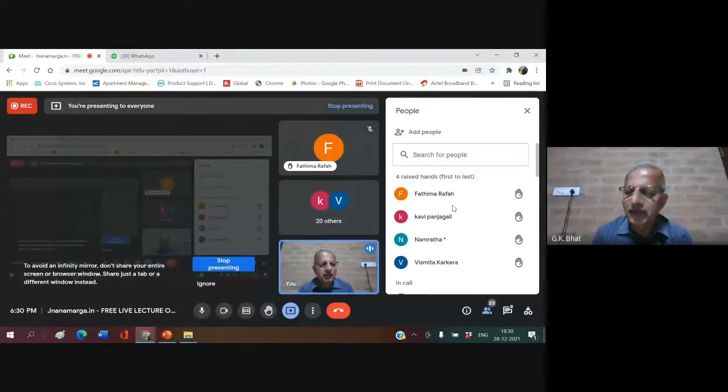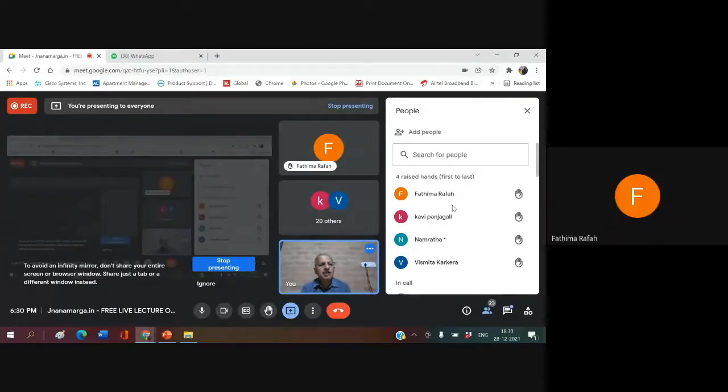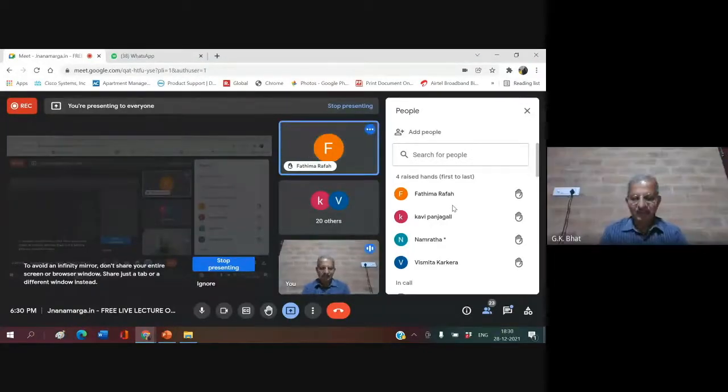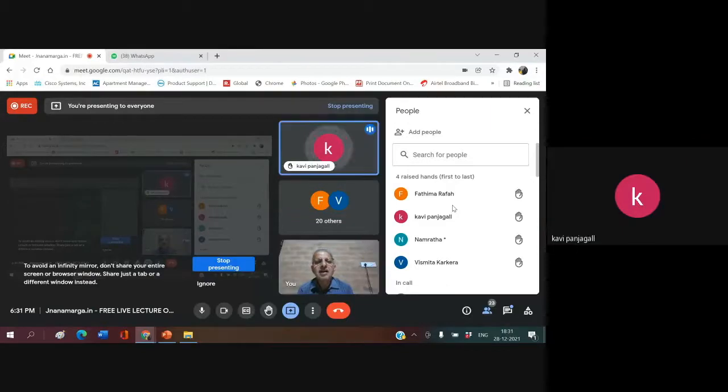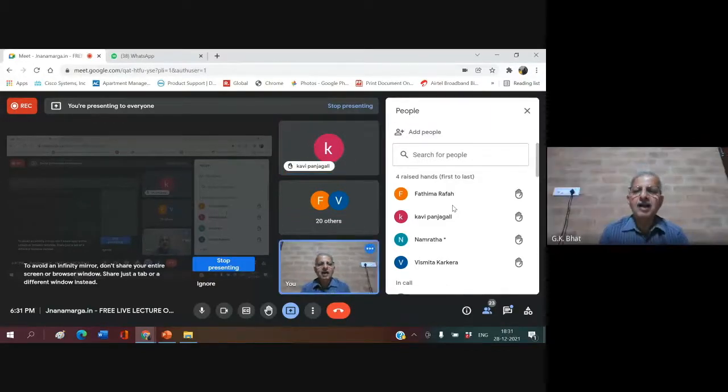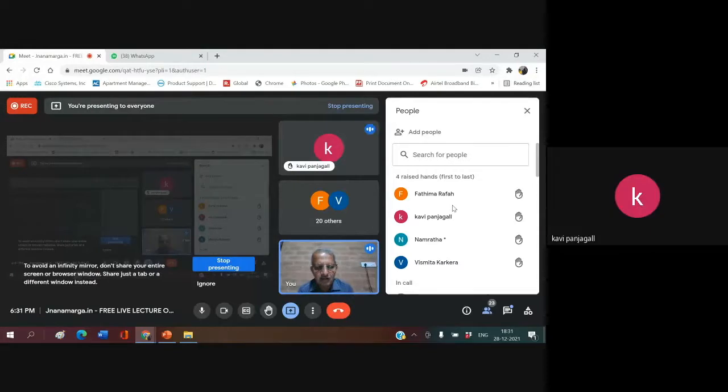Rafa, can you name any milch breed? Cow? Sahiwal, Sindhi. Sindhi, very good. Okay. Kavi, can you name any dual purpose breed? Dual purpose breed. Kavita. Halikar and Amrit Mahal. Okay.